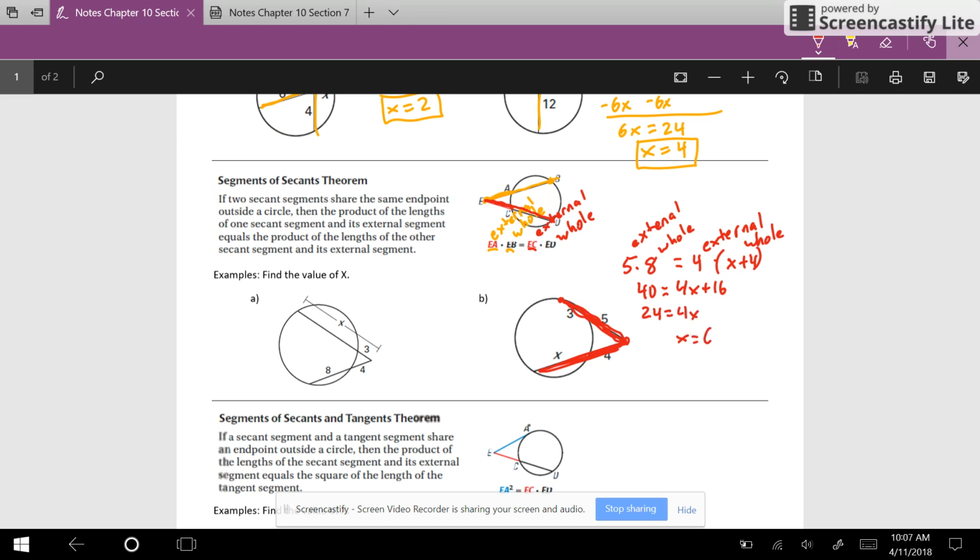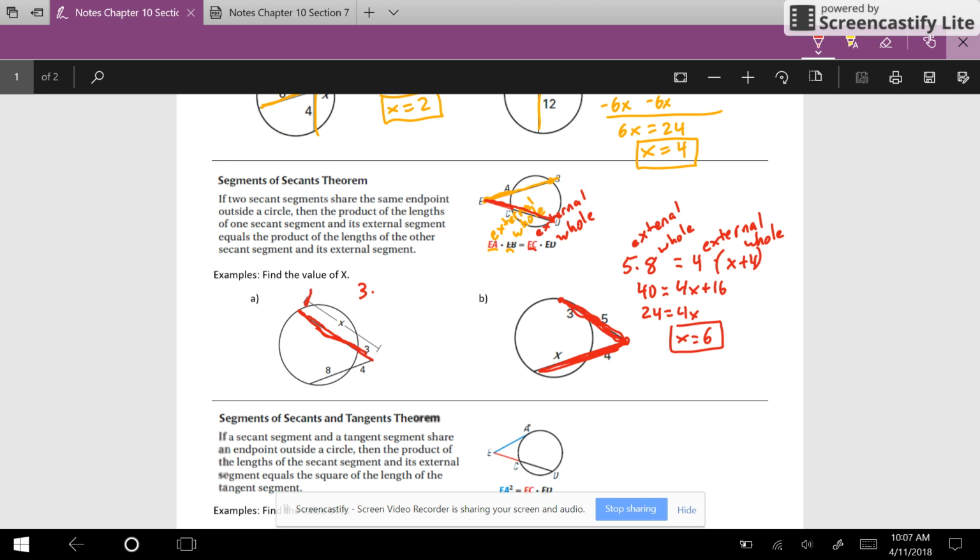X is 6. Now, if I go back to A, if I do the top secant, its external part was 3. And then the entire secant, this one's a little different than the last one because it doesn't tell you separately what this inside part is.